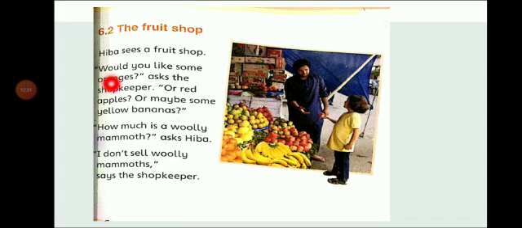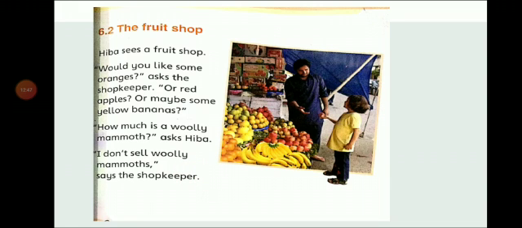Hiba sees a fruit shop. "Would you like some oranges?" asked the shopkeeper. "Or red apples? Or maybe some yellow bananas?" "How much is a woolly mammoth?" asked Hiba. "I don't sell woolly mammoths," says the shopkeeper.